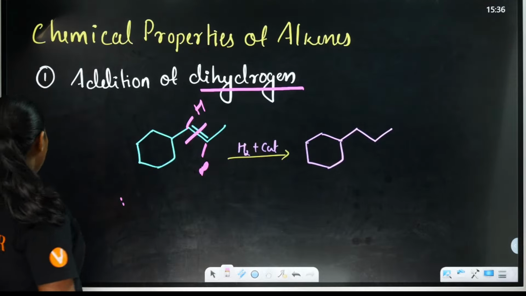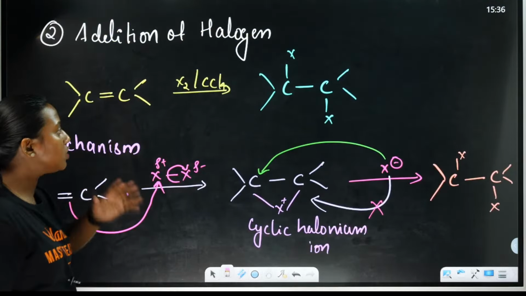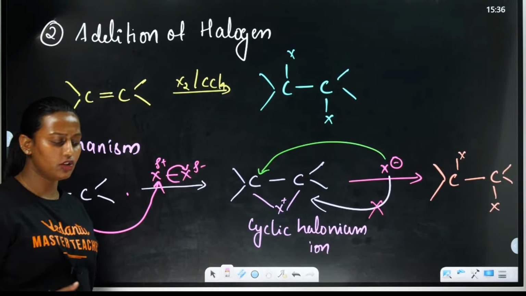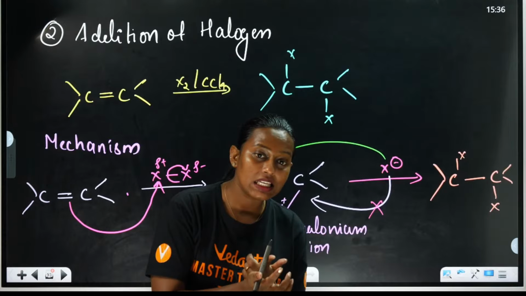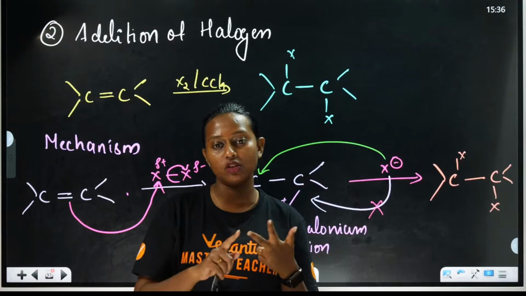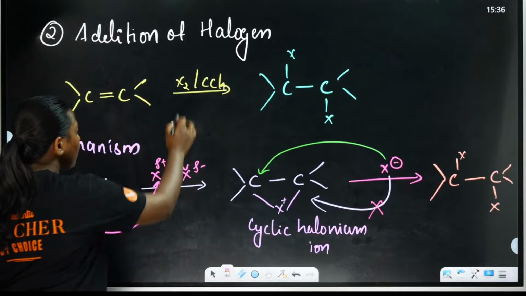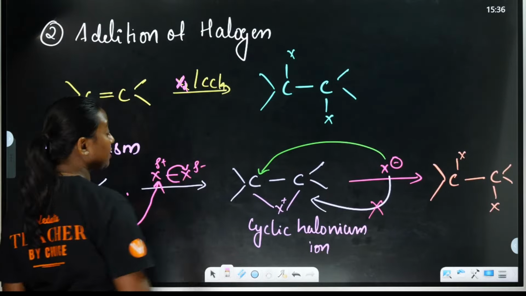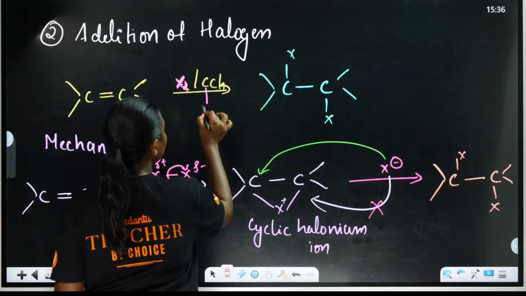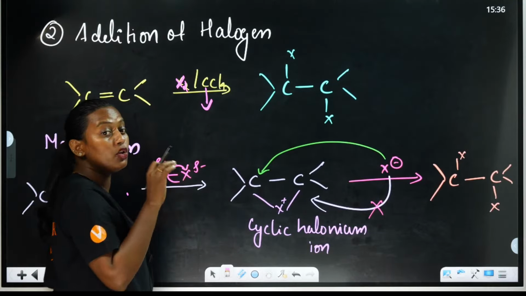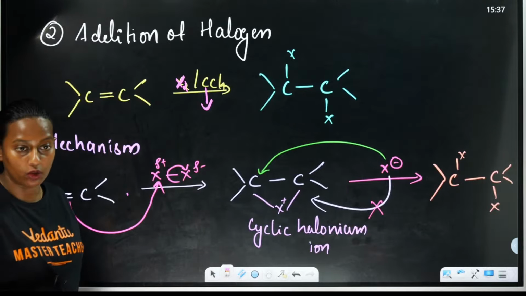Then the next one is addition of halogen. If you are adding a halogen, there are two chances: one is cis, another one is trans. So there are chances of forming both cis and trans. So if I am adding X2 in the presence of CCl4, what is the speciality of CCl4? It is a non-polar molecule. You should take a non-polar solvent.